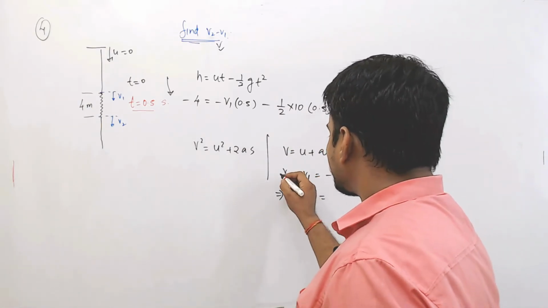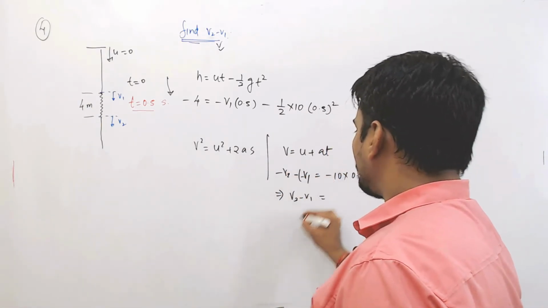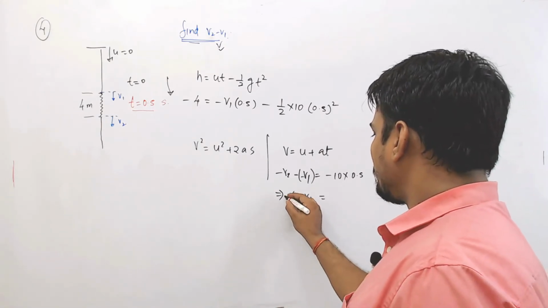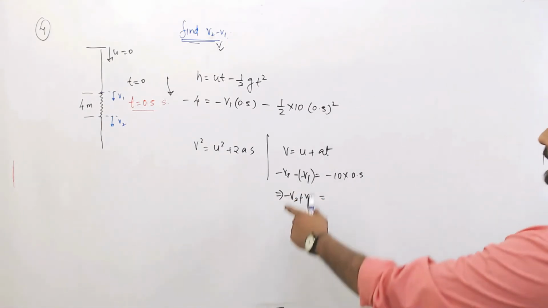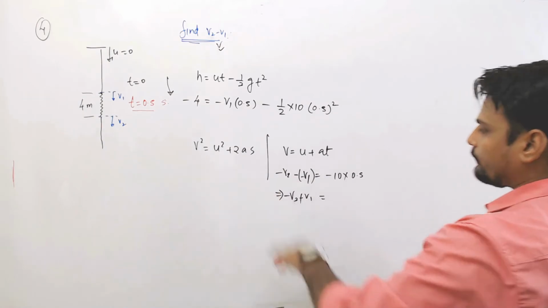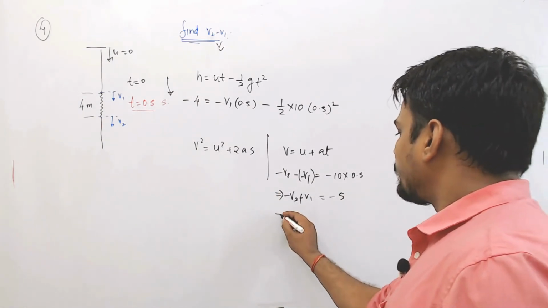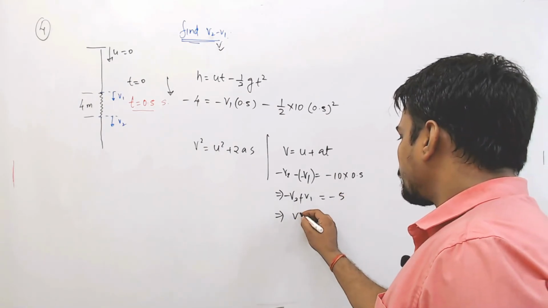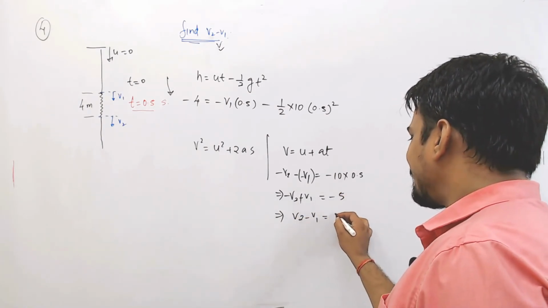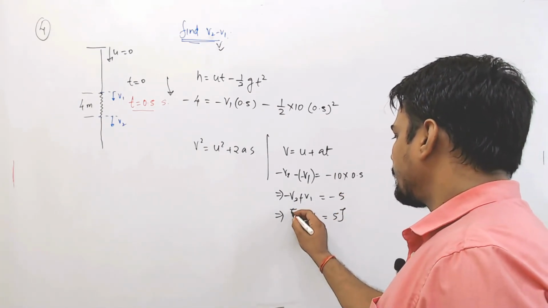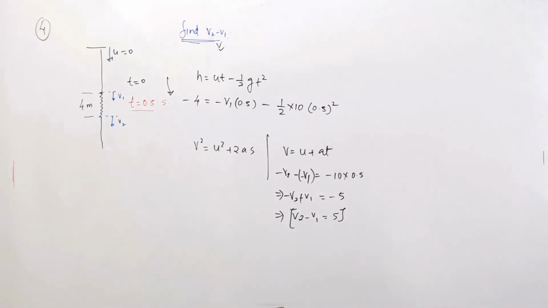So V2 is downward, V1 is also downward. So let's put a minus here, my bad. This is going to be minus V2 plus V1, definitely, because both V2 and V1 are downward. So here we'll have minus 5. Now take the minus common. So V2 minus V1 is equal to 5. All good?